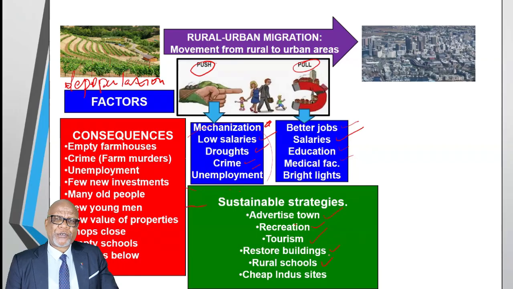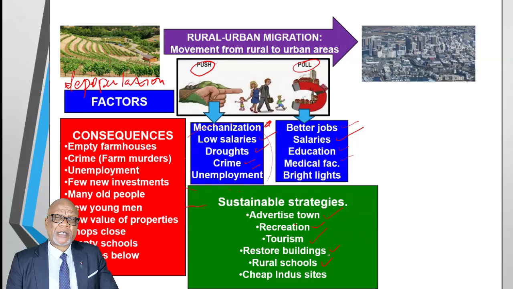And rural schools can be improved, adding an interesting curriculum in rural areas, adding IT technology into rural areas so that people can see the need to stay in rural areas, because the type of education that they will get in urban areas will be the same as the type of education that they get in rural areas.